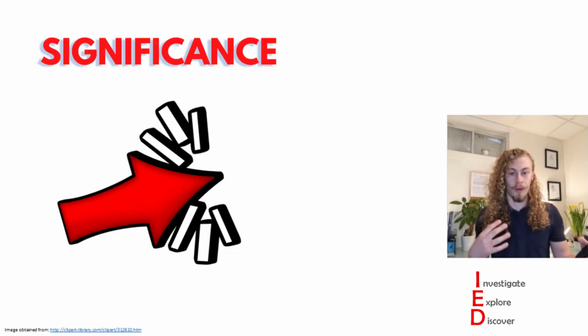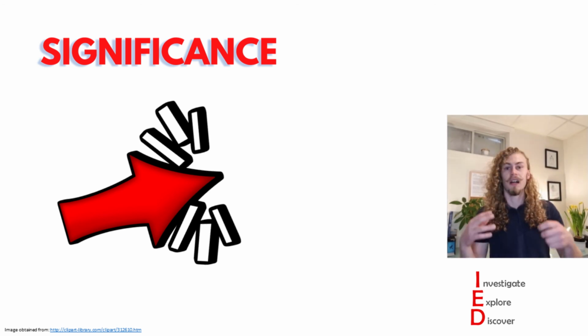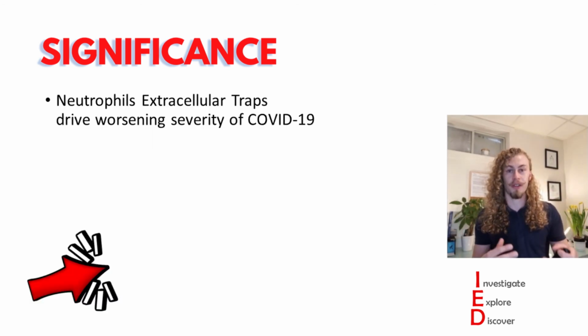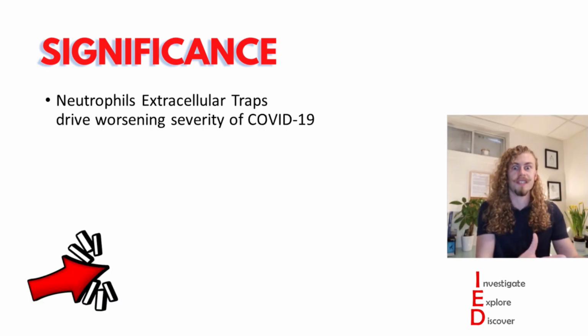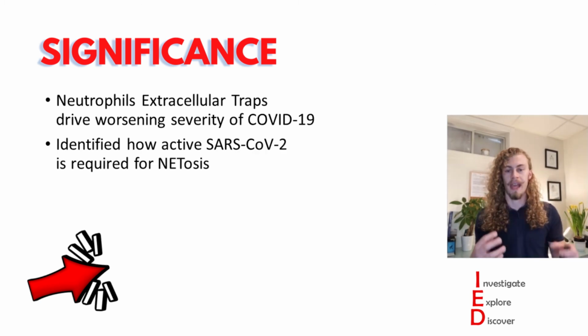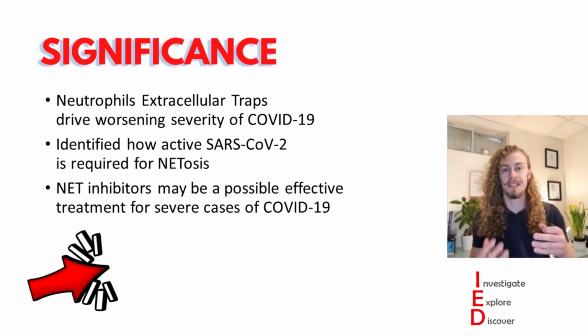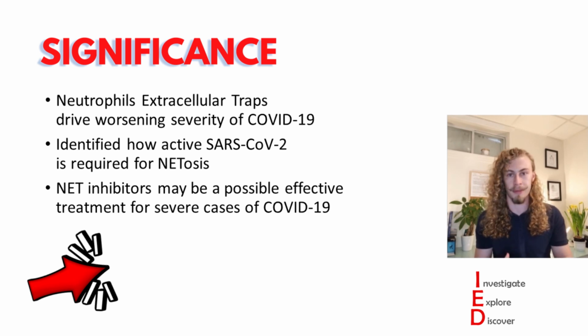This knowledge, number one, is interesting to learn about, but significantly increases our knowledge of what is occurring during SARS-CoV-2 infections. It does this by showing that neutrophil extracellular traps drive worsening severity of COVID-19 and identifies how active SARS-CoV-2 is required for netosis, because if you recall, inactivated viruses do not cause netosis. This indicates that NET inhibitors may be an effective treatment for severe COVID-19 patients.